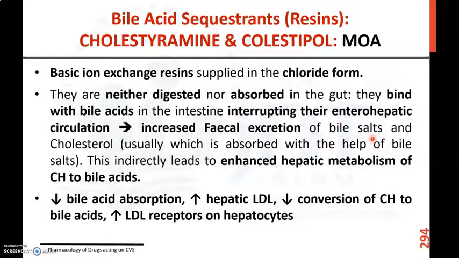Now coming to the second class of drugs, the bile acid sequestrants like cholestyramine and colestipol. These are basic ion exchanger resins supplied in the chloride form. Now what is the mechanism of action? These drugs are not digested or absorbed. They bind with the bile acid in the intestine and interrupt their enterohepatic circulation. So this will lead to increased fecal excretion of bile salt and cholesterol, and this indirectly leads to enhanced hepatic metabolism of cholesterol to bile acid also.